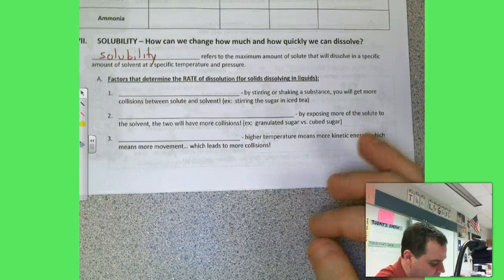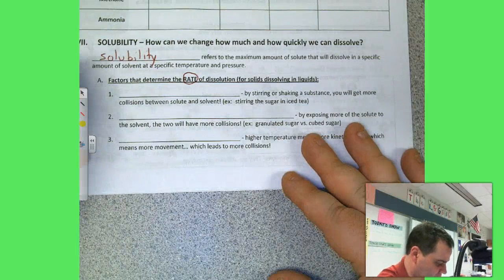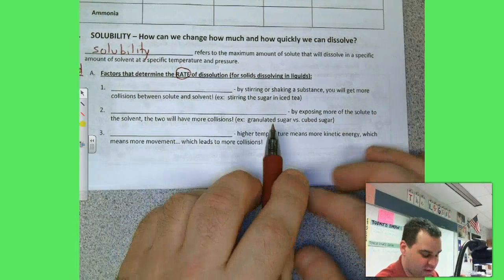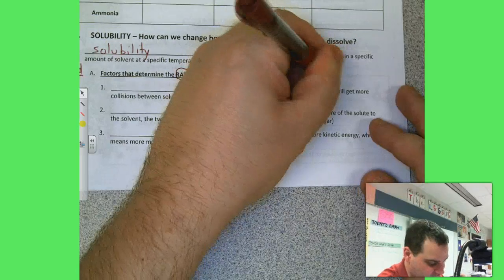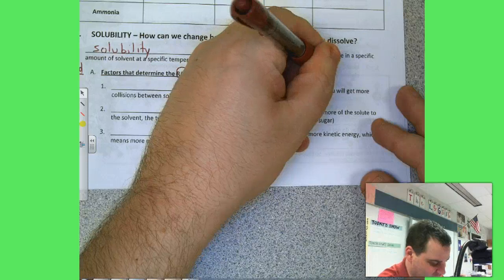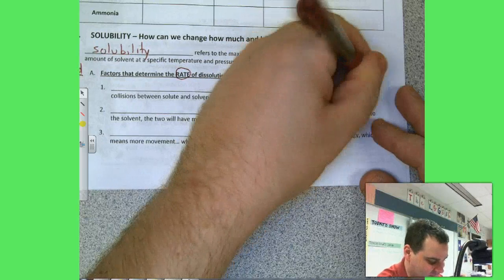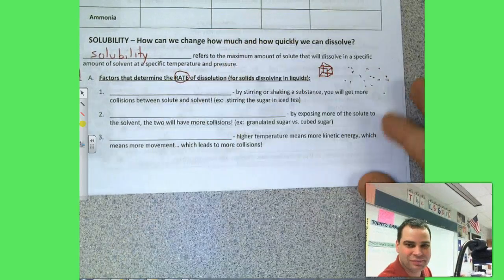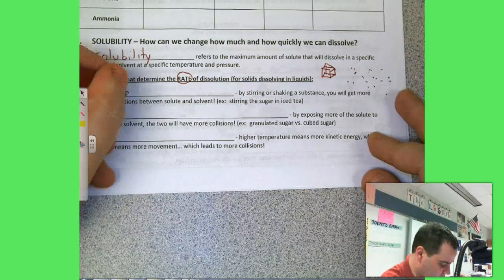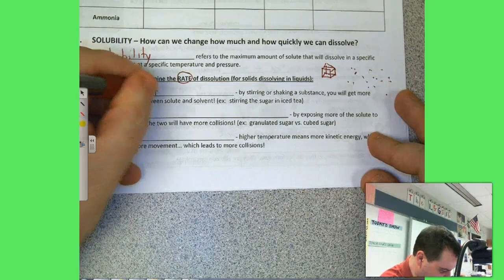Okay, factors that determine the rate. Now remember, when I'm talking about rate, this is speed, how fast it goes. And this is for solids and liquids. I usually think about sugar cubes versus granulated sugar, as I try to draw a cube. Granulated sugar looks like that. So the first thing I try to do is mix it, or I use a fancy word, agitation, of course. That's just a fancy word for stirring.